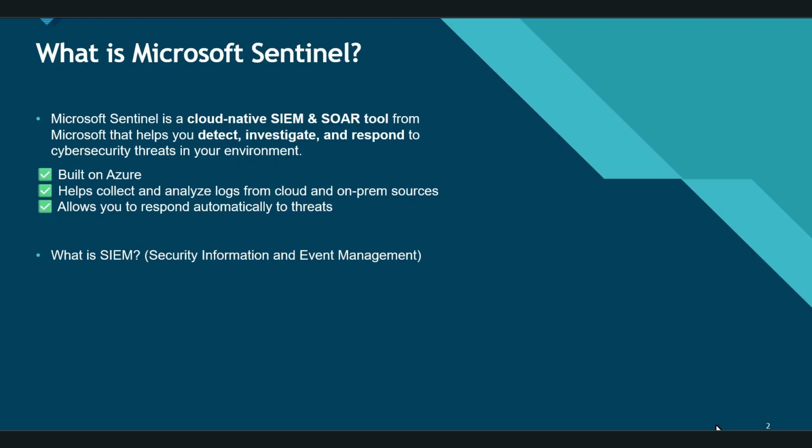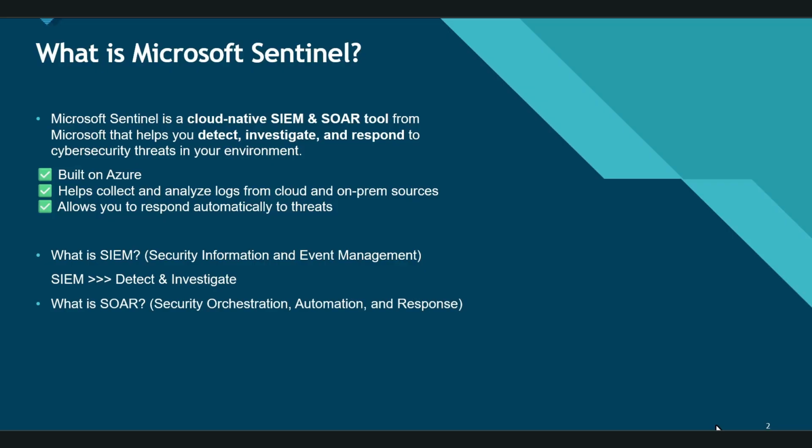Now let's understand what SIEM is. SIEM stands for Security Information and Event Management. It is responsible for detecting and investigating security incidents. And SOAR stands for Security Orchestration, Automation, and Response. It is responsible for responding and automation of your responses.